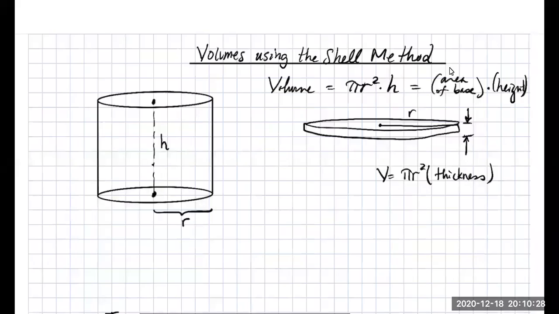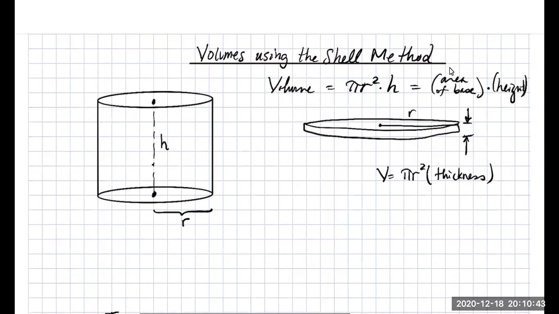Okay, gang, in this next section, we're going to calculate volumes of revolution again, but this time we're going to use a different method. This is called the shell method. Now before I get into that, let me just remind you of a couple of things from the previous lecture.